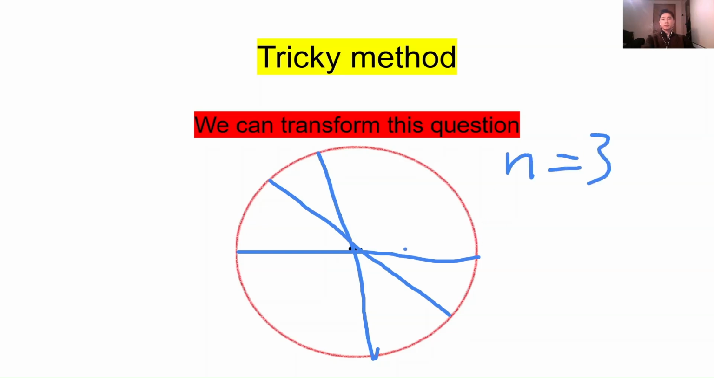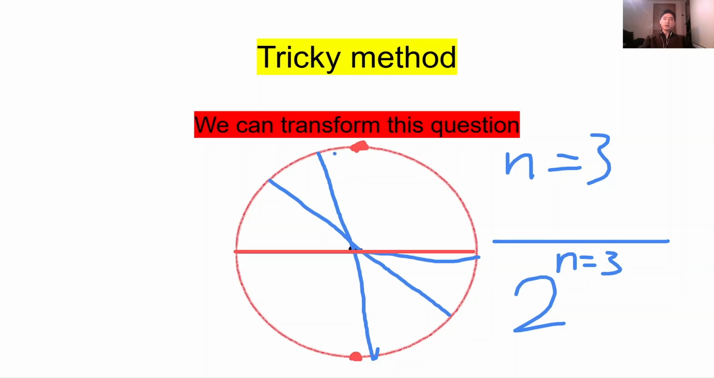For this example, n is 3. We draw a random diameter, and then how many possible combinations can we get? For each diameter, we have two possible places, right? For this diameter, we could have this place, or we have this place. For every diameter, we have two possible places for the corresponding points, right? So now we have 3 diameters. So the total combinations is 2 to the power of n, and now n is 3.